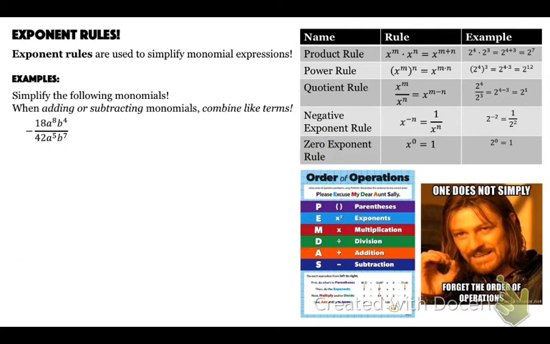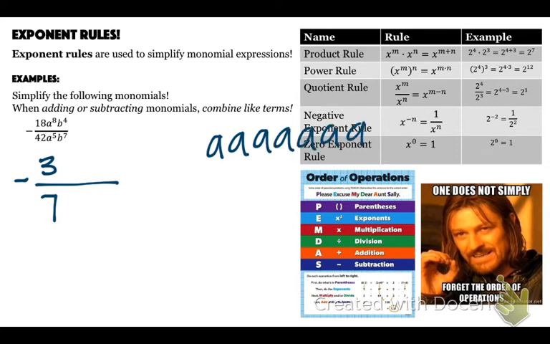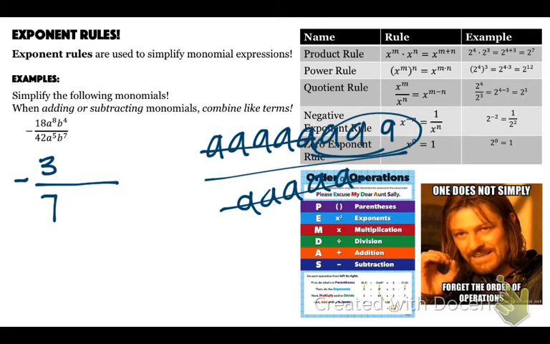So that means 6 goes into 18 3 times, so I'm just going to put a 3 there. 6 goes into 42 7 times. Okay. Now, we have 8 A's on top and 5 on bottom. So I can think of that as like A, 1, 2, 3, 4, 5, 6, 7, 8, over 5 of them on the bottom. Well, those 5 are going to cancel those 5, so I'm left with 3 on top. So I'm going to have A cubed on top.